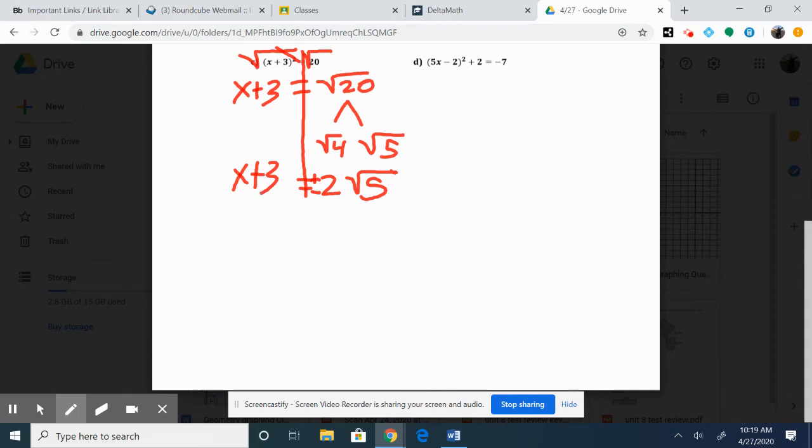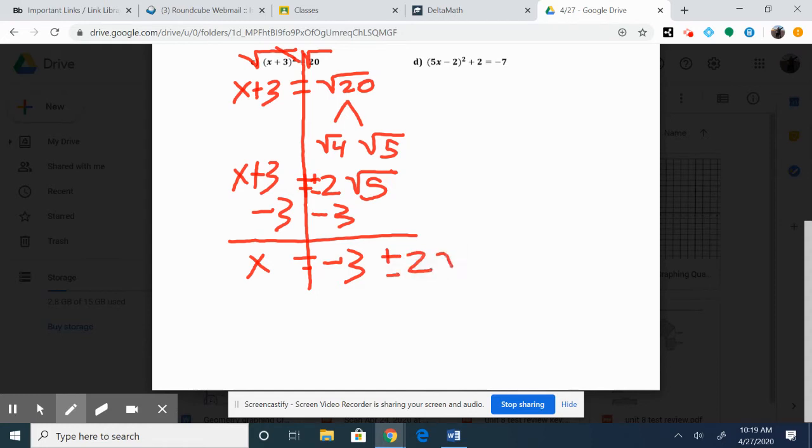So then to leave the x by itself, we have to move the 3 to the other side, and we're going to do that by subtracting 3 on both sides. So x should be equal to negative 3 plus or minus 2 square root of 5.